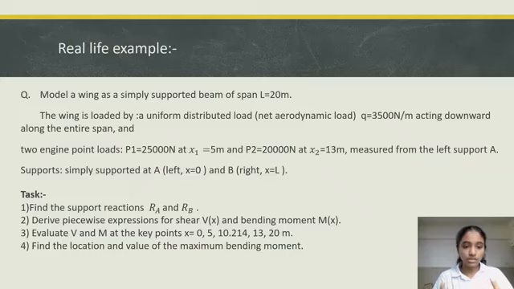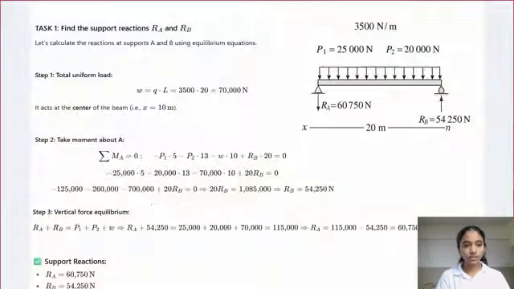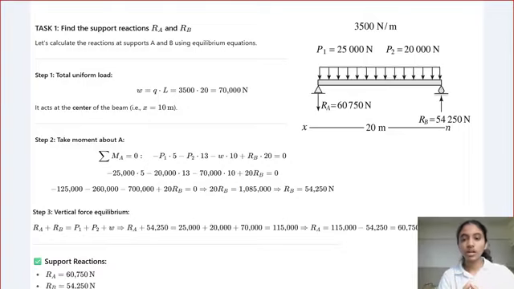Second is to derive precise expressions for shear force and bending moment. Then evaluate V and M at the key points given, key points like 0, 5, 10.21, 13 and 20. Then find the location and value of the maximum bending moment. Let's see the answer.